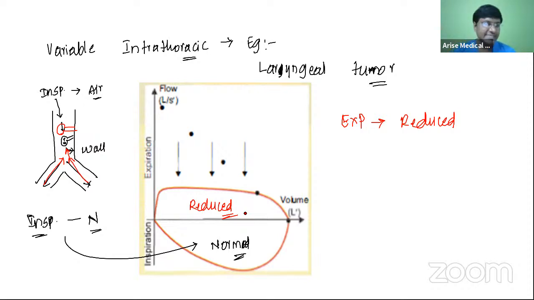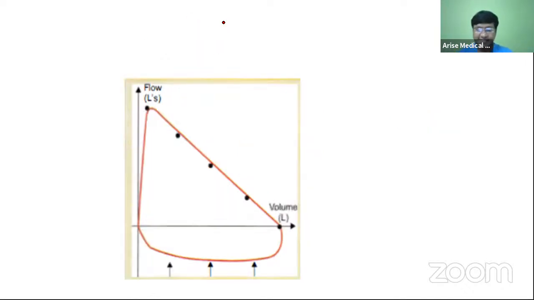Yes, Asadullah, even with airway chondromalacia, you can have this. So this is about the variable intrathoracic obstruction, and this is about your variable extrathoracic obstruction.